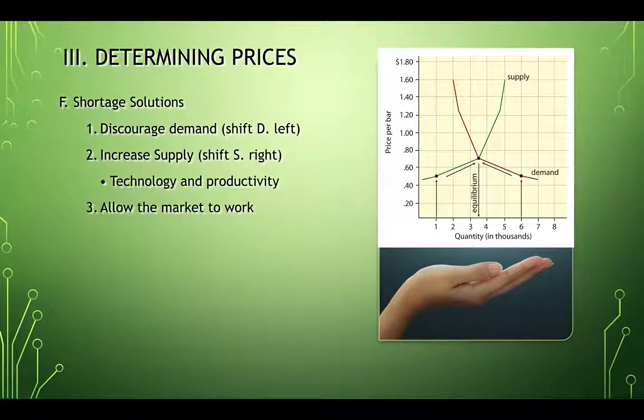But the third and the best way here is to allow the market to work. When you've got a shortage, the best thing you can do is begin increasing your price slowly and incrementally until you reach that equilibrium point. Just like the best solution to a surplus is to allow the market to work by lowering your price, if you raise your price slowly, then you will eventually get to that equilibrium point where you will find that you make the same number as people are willing to buy, and you find a good price there in the middle.